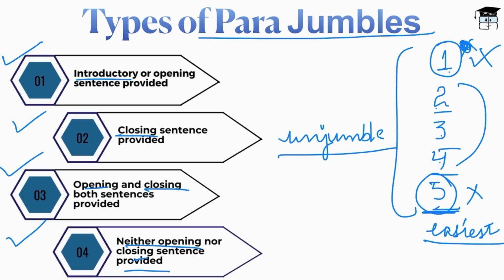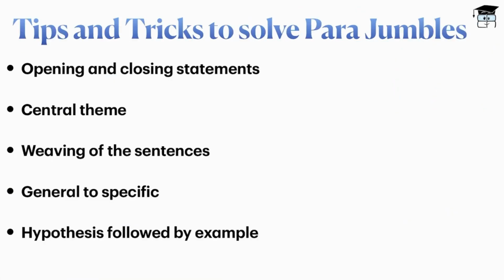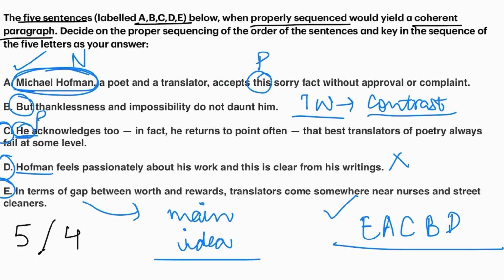Now, we know what kind of para jumbles we will encounter in our CAT exam. So let's move on to the tips and tricks to solve these para jumbles in just a few seconds. Okay, the first technique would be identifying the opening and closing statements. What does this mean? Look at this example that we just solved. We identified an opening statement and a closing statement so that our work is done much more easily. We just have to look around 3 sentences now and we will be able to form a cohesive paragraph, right?